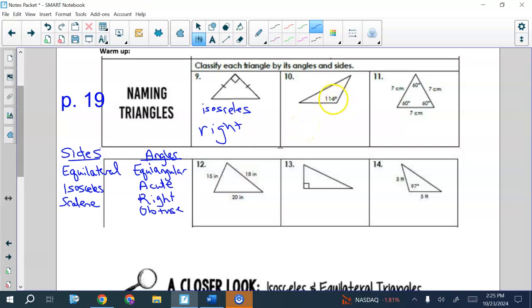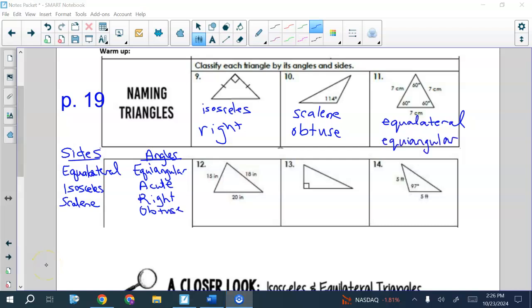Number 10, it's got an angle that's more than 90. And then the sides, it doesn't really tell us if any sides are equal. So if it doesn't specify that sides are equal, then it's a scalene triangle. And then again, since it had the one obtuse angle in there, it's obtuse. Scalene, obtuse. All right, next one, all sides equal, all angles are equal. So by the sides, equilateral. By the angles, equiangular.